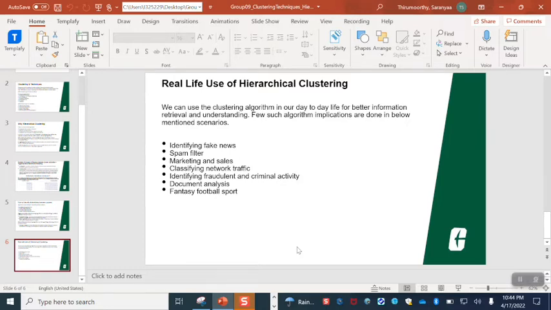So the customers, based on their interests and traits, are grouped together, and the relevant products are marketed to those relevant groups. This is how hierarchical clustering helps in marketing and sales. Next comes network traffic and identifying fraudulent activities, where fraud incidents based on specific traits are grouped together and then marked as fraudulent based on the activity patterns.